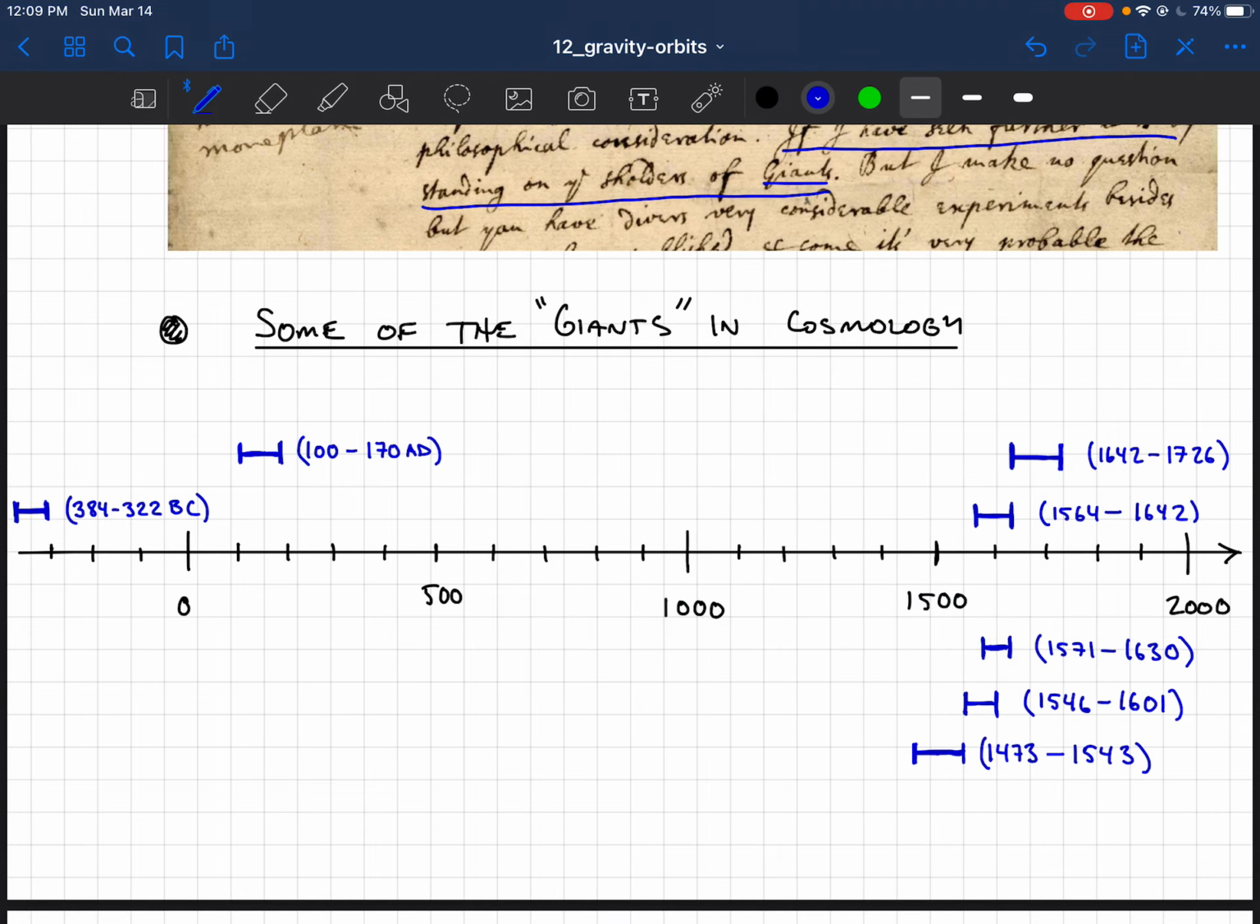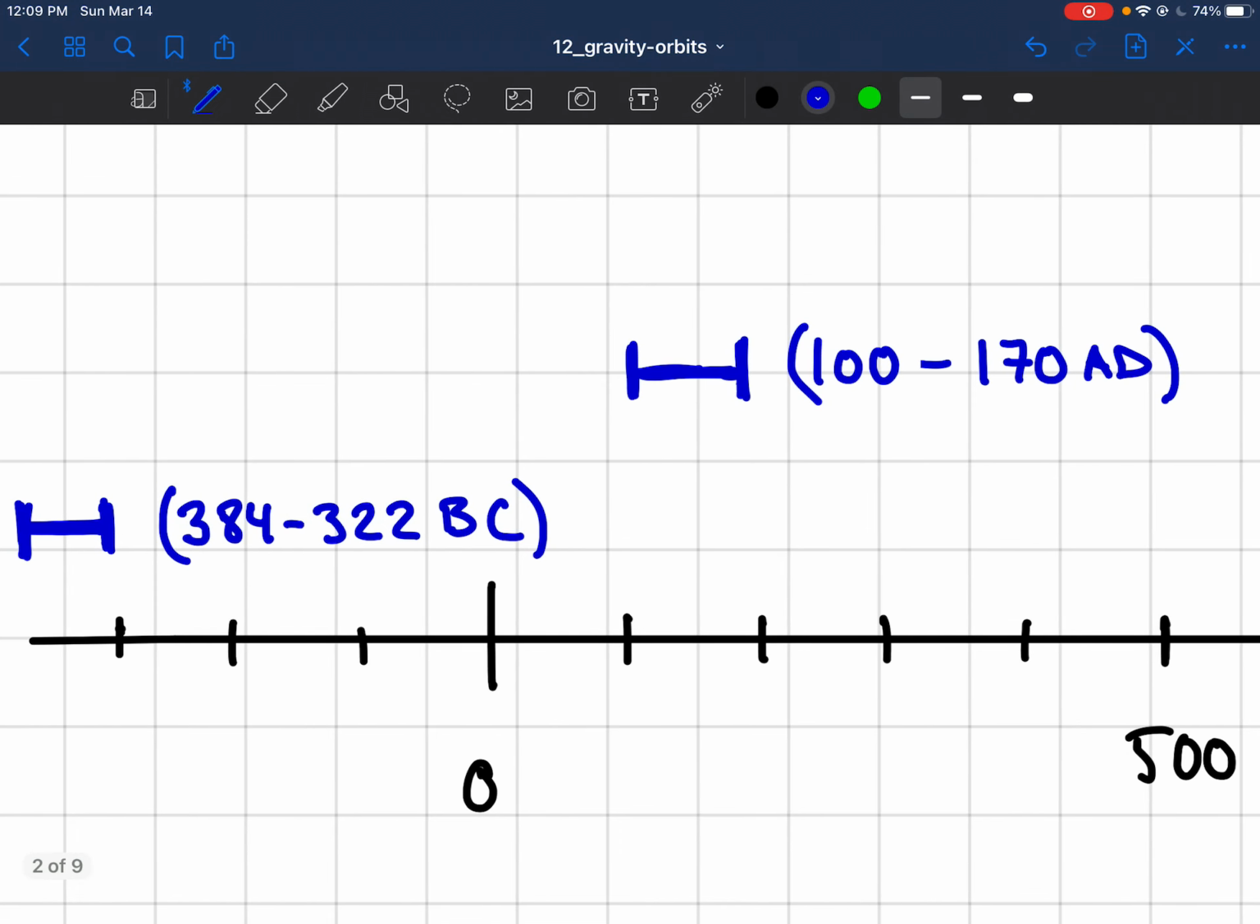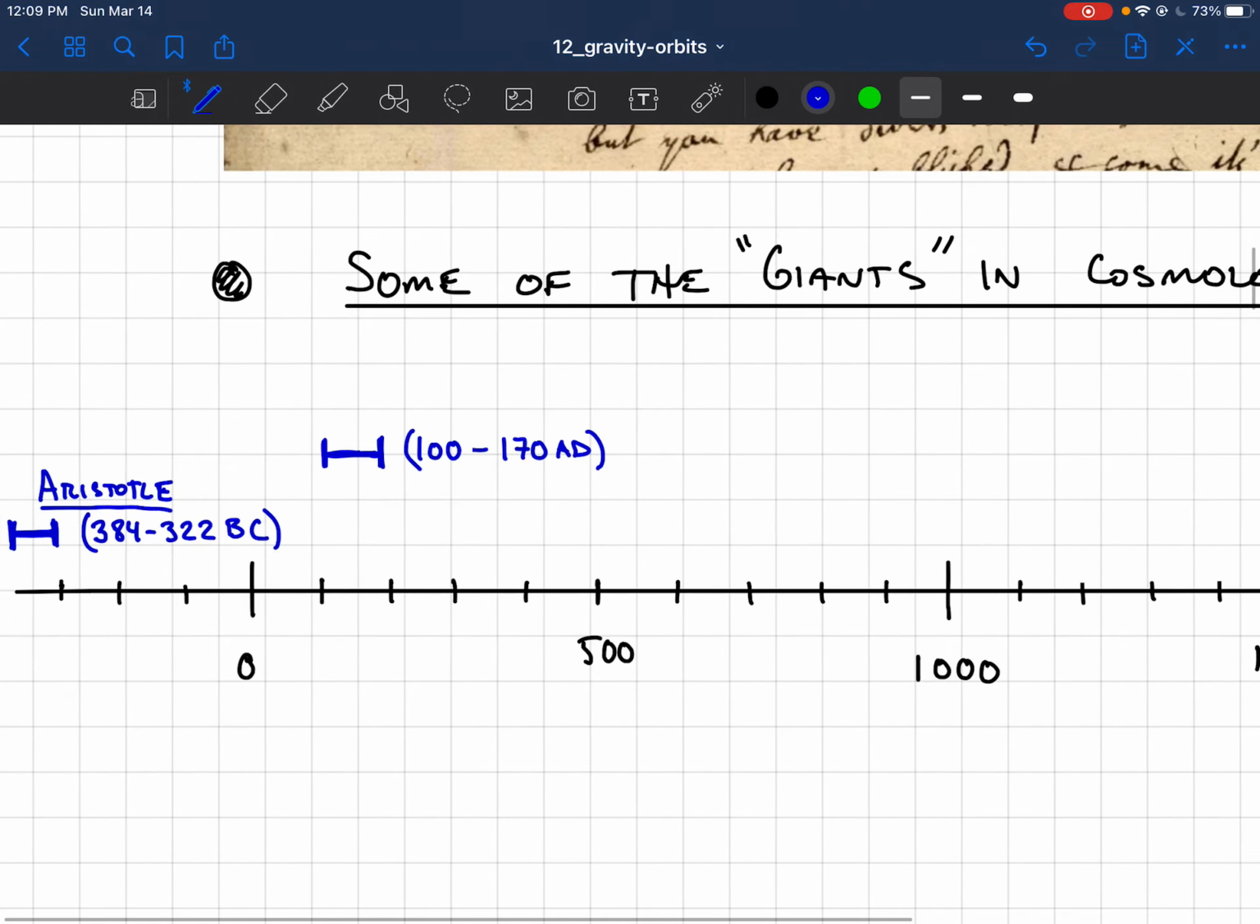So back here in 400 to 300 BC, we had Aristotle. Aristotle was a Greek student of Plato. Aristotle, of course, talked about physics and about all sorts of natural sciences.